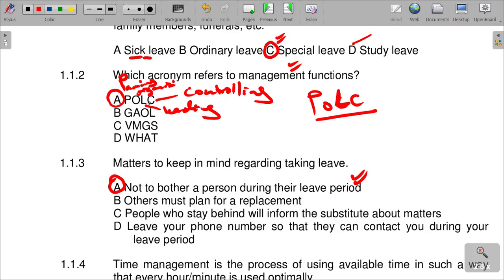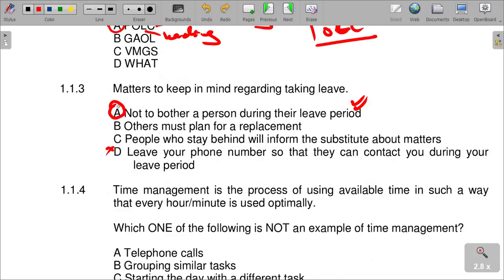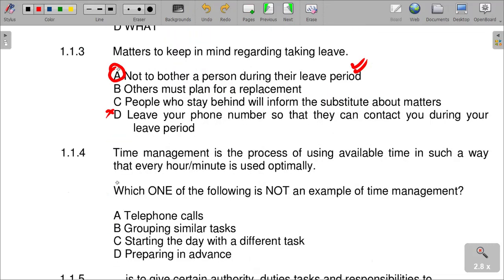You don't plan about replacement. It is not your duty. People who stay behind inform the substitute about matters that have nothing to do with the person on leave. The person on leave is actually on break and is not involved. And leave your phone number so that it is always there in the HR department, the human resources function. So the correct answer is not to bother a person during their leave period. During a leave period, a person must take a break and rest.